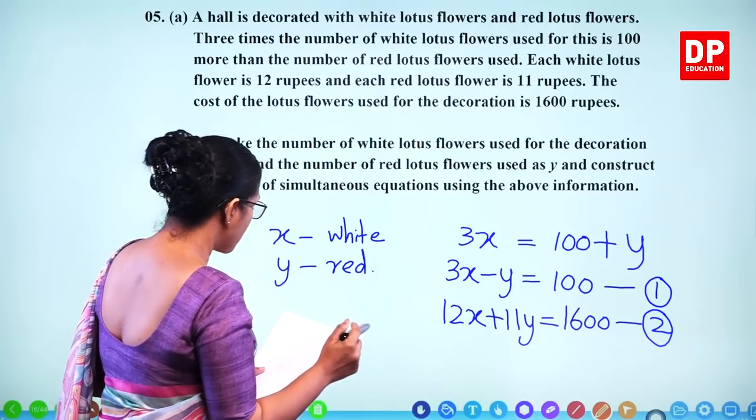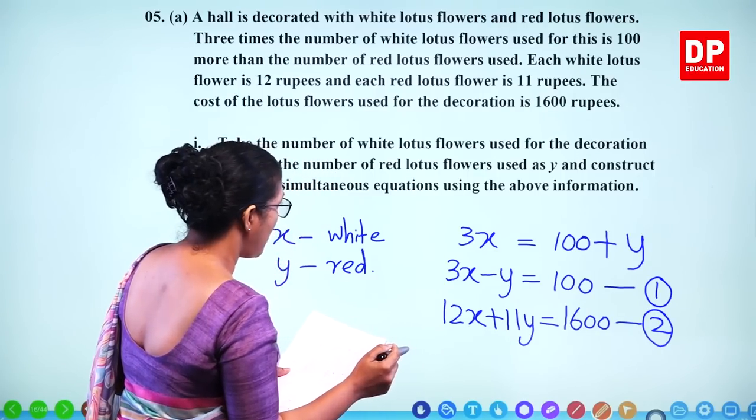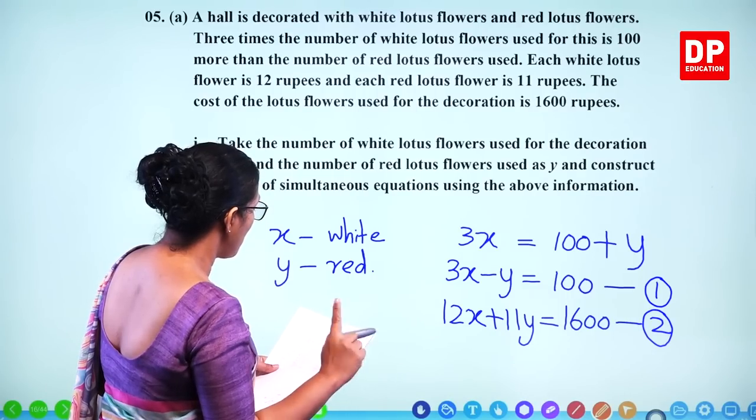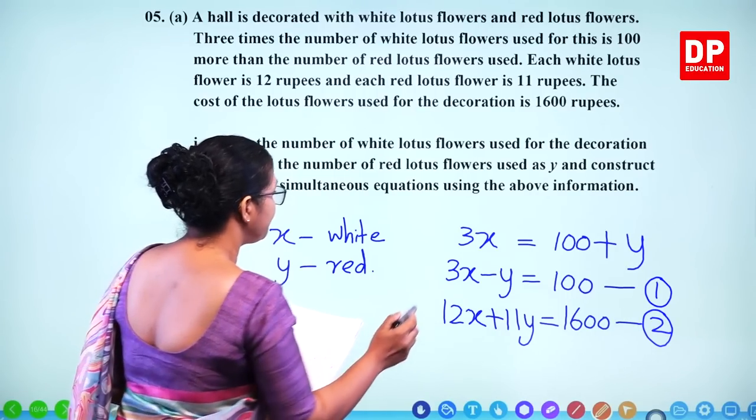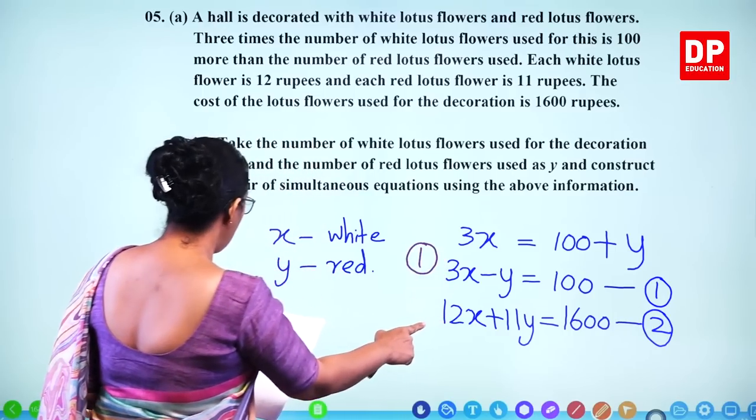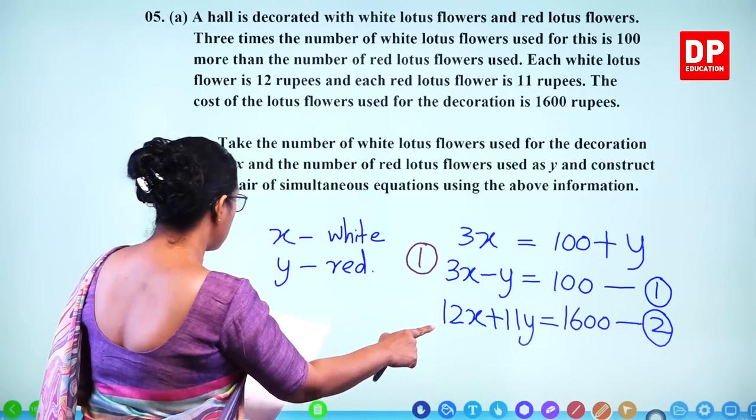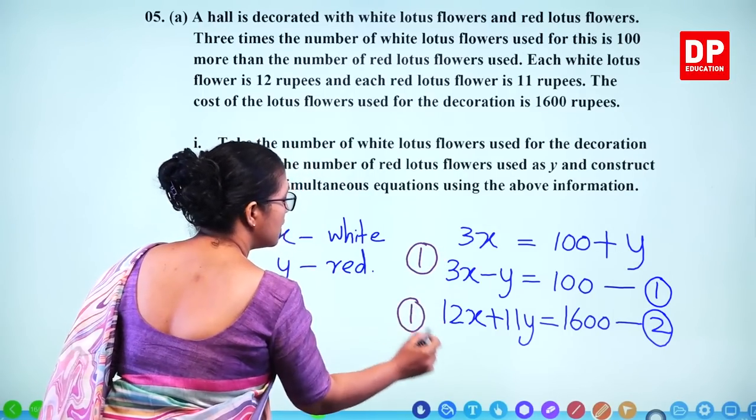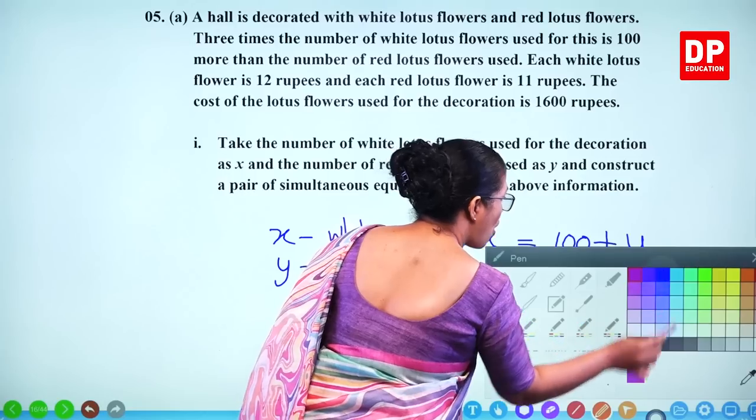So let's give marks. So you are getting 100 plus y equals 3x, or the other way around, 1 mark. And 12x plus 11y equals 1600 is 1 mark. Now we'll try to solve this.